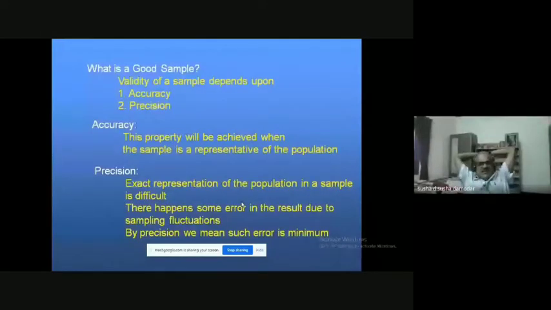Then theoretically speaking, what is a good sample? Accuracy and precision. Accuracy is the property achieved when the sample is representative of the population. Already mentioned, sample is a true representative of the population. Greater accuracy through sample study. Precision: exact representation of the population in a sample is difficult. There happens some error in the result due to sampling fluctuations. These are sampling errors. And precision means such error is minimum. When the sampling error is minimum, then we will have the precision.